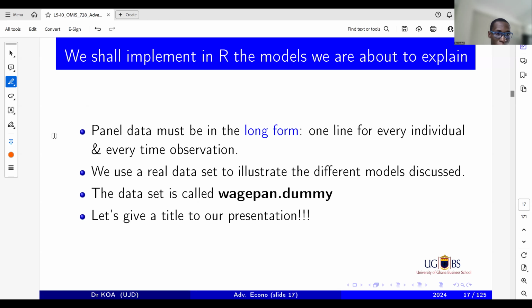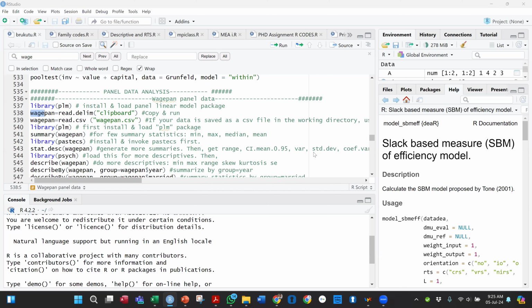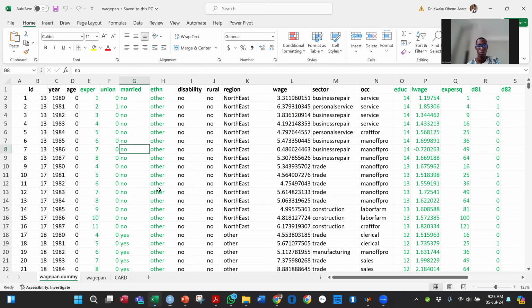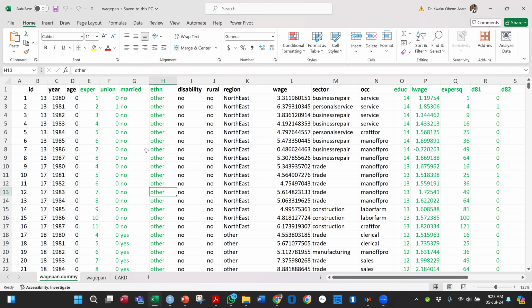Now we are going to look at how to implement the basic models of a panel in R. In R, not in another package. So I'm going to use the Excel data that I gave you, and I'm going to run it here. Let me show the screen. We are opening the Excel file. You see the Excel file? Yes. So this is the wage band data.